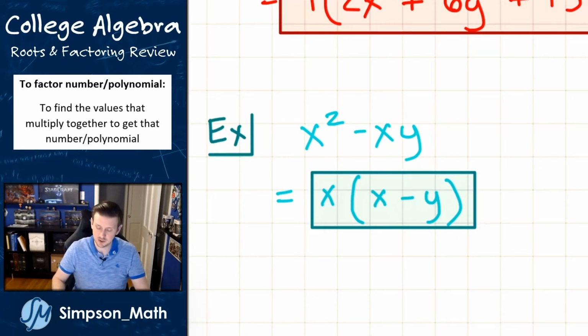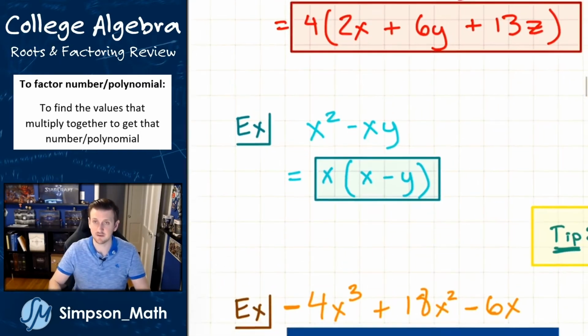Again, anytime you do your GCF, just do a quick double check. x times x, yep, x squared. x times negative y is a negative xy. Yep, we're good to go. So that's how to factor that GCF out.